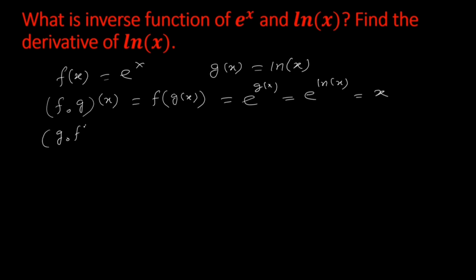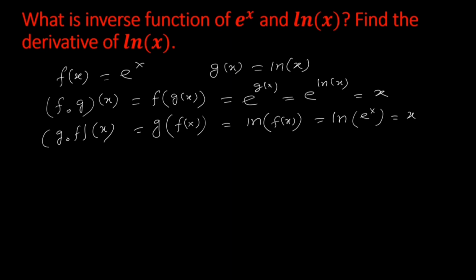In the same way, g composition f of x is equal to g of f of x, which is ln of f of x, which is ln of e to the power x, which is equal to x. So this implies ln x is the inverse of e to the power x. So we can now write f inverse of x is equal to ln x.